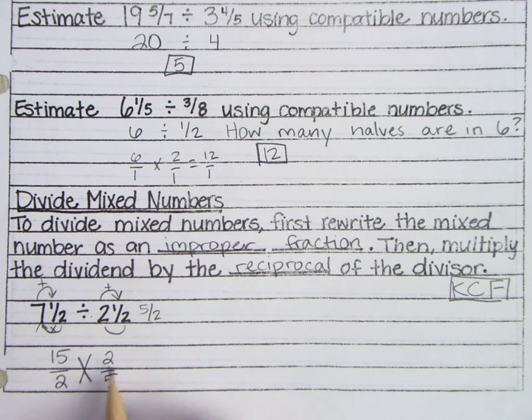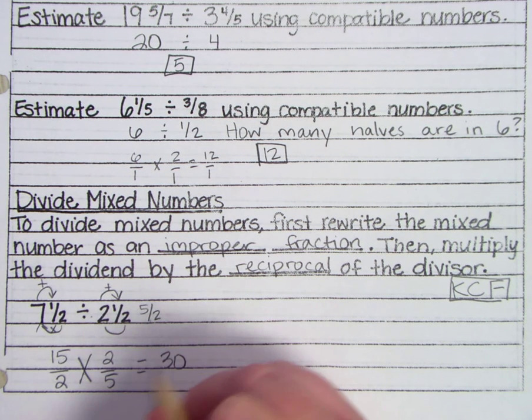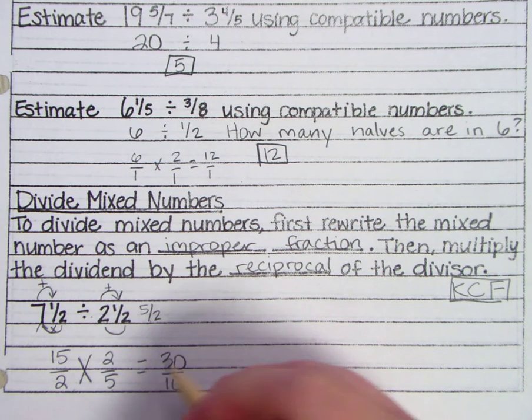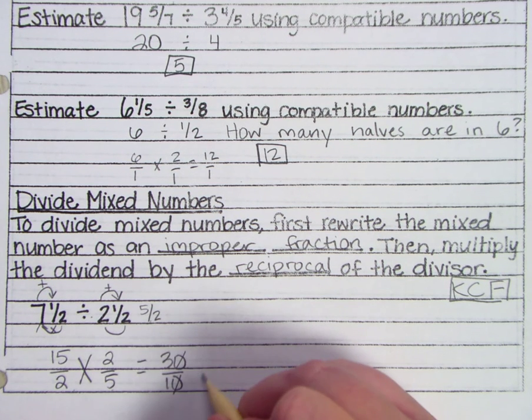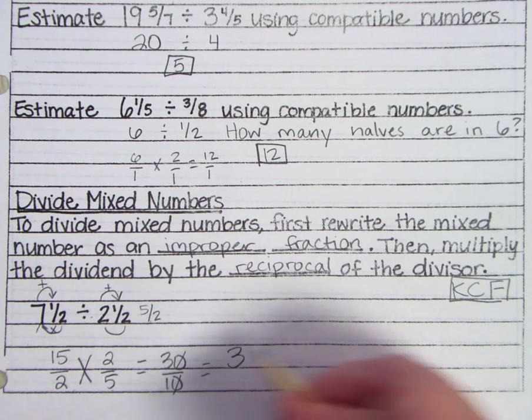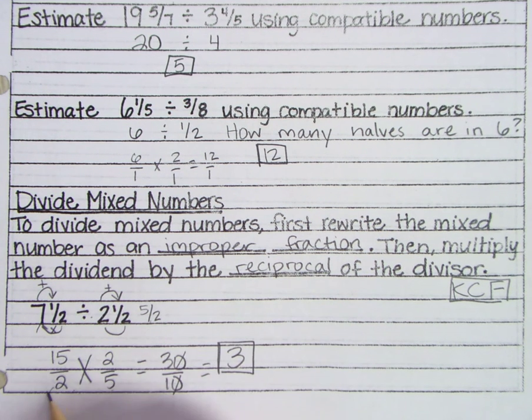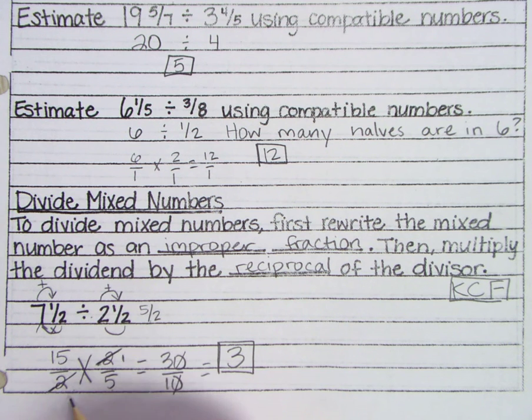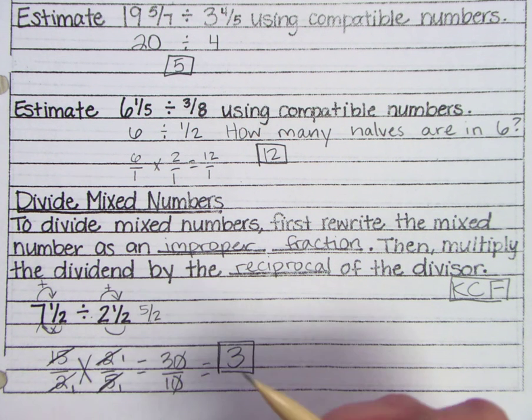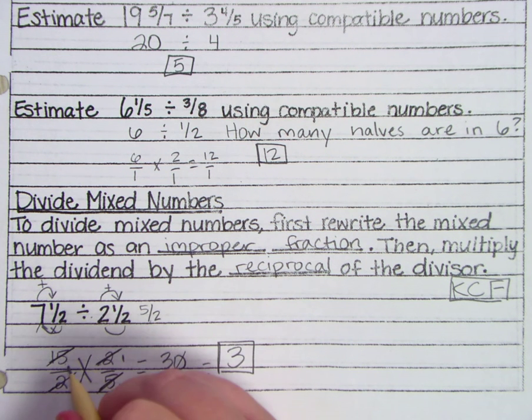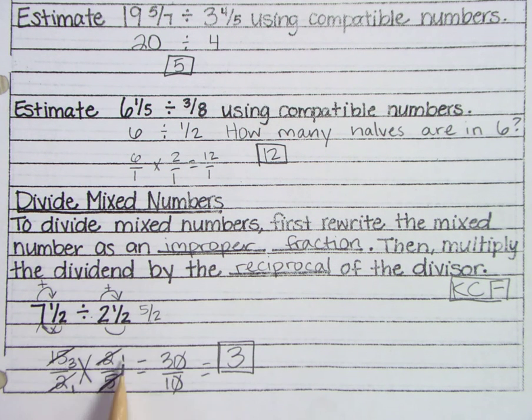Now we can go ahead and multiply this out. 15 times 2 is 30. 2 times 5 is 10. 30 divided by 10, you can cancel those zeros out. 3 over 1 gives you 3. Now you can also cross cancel. These 2's cancel out and become 1's. And the 5 and the 15 will cancel because they're both divisible by 5. 5 divided by 5 is 1. 15 divided by 5 gives you 3. So then 3 times 1 is 3. 1 times 1 is 1. 3 over 1 is still 3.